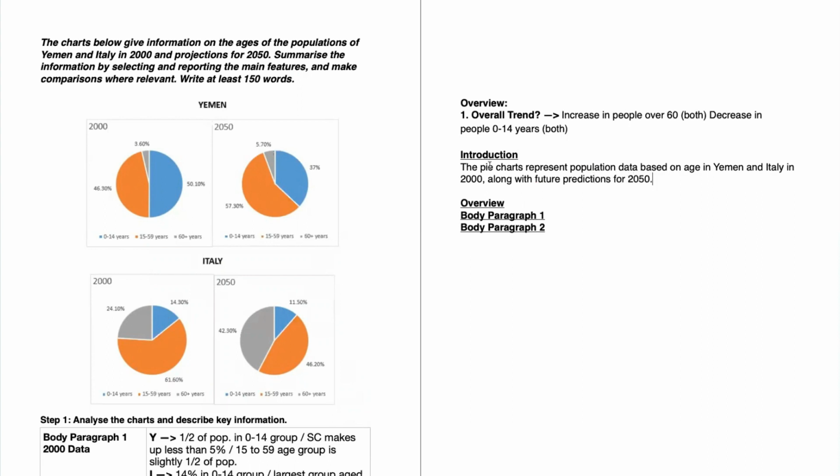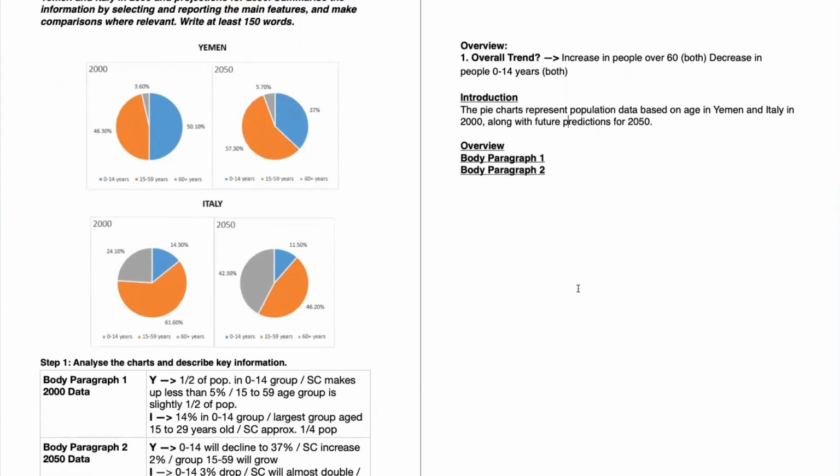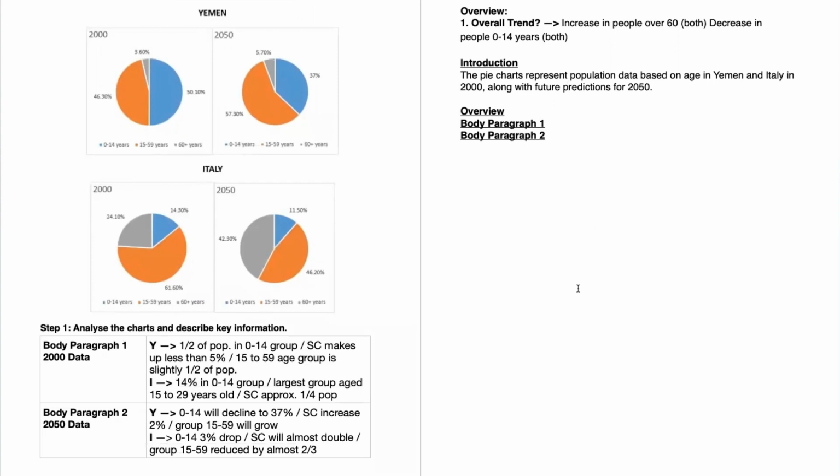And remember, I have just changed some things. So I've said pie charts instead of just charts. Instead of give information, I've said represent. And then population data based on age is different than the ages of the populations. So I've added the fact that it's data, and I've just said based on age instead of on the ages. I've kept, of course, Yemen and Italy in 2000, and I said future predictions instead of projections. So we're done with that. It's short and sweet. You just want to paraphrase and not do anything too out of the ordinary.